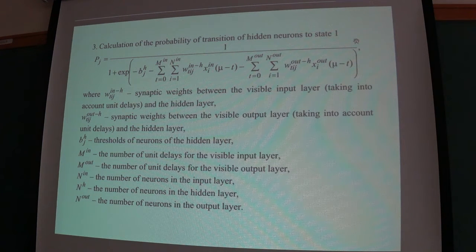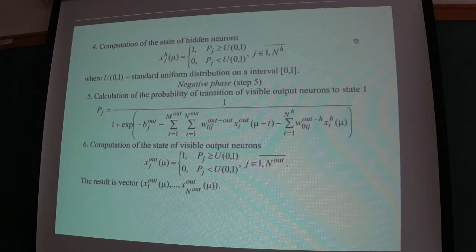Here, the number of neurons in the hidden layer, the number of unit delays for the visible input layer, the number of unit delays for the visible output layer, the number of neurons in the input layer, the number of neurons in the hidden layer, the number of neurons in the output layer. Computation of the state of hidden neurons, where the random value has a standard uniform distribution on an interval. Negative phase. Calculation of the probability of transition of visible output neurons to state 1. Computation of the state of visible output neurons. The result is a vector.